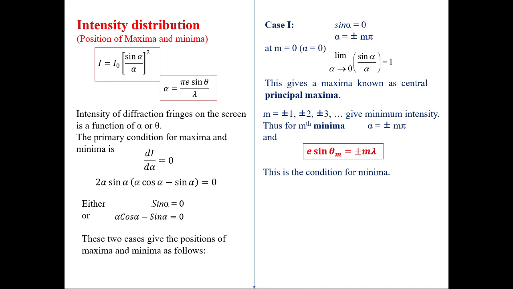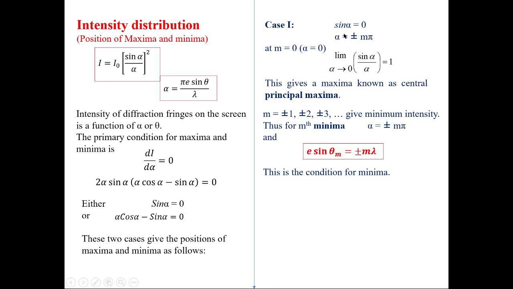M equal to non-zero numbers, m equal to plus minus 1, plus minus 2, plus minus 3, give other values of alpha for which sine alpha is equal to 0. So these correspond to the minima. So m equal to 1, 2, 3, or d sine theta equal to plus minus m lambda is the condition for minima.